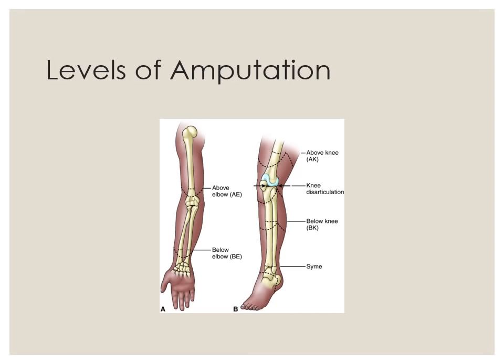Upper limb amputations are performed with the goal of preserving the maximal functional length. The prosthesis is fitted early to ensure maximum function.